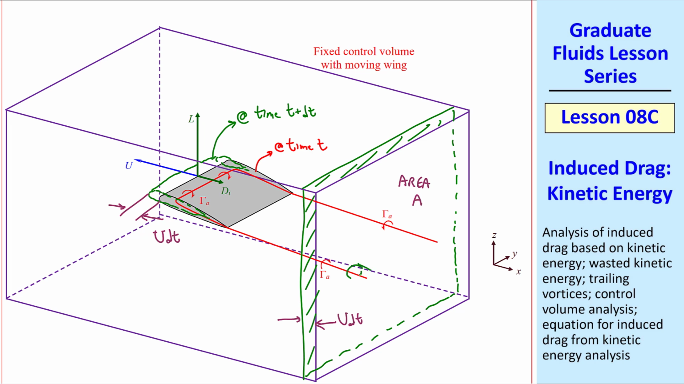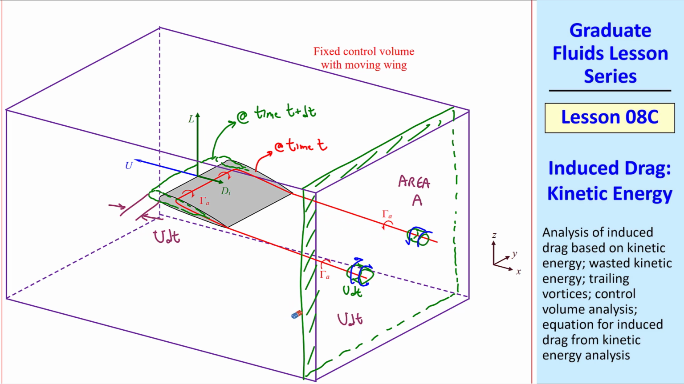Now imagine little cylinders of that same length u dt around each of these trailing vortices. There's kinetic energy in these cylinders as the air is spinning around in the trailing vortices. Comparing time t to time t plus dt, since the wing has moved a distance u dt, this amount of kinetic energy in the trailing vortices represents additional kinetic energy at time t plus dt than what we had at time t, because these trailing vortices are now longer by distance u dt.